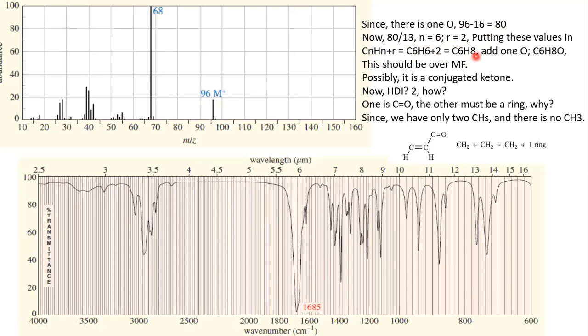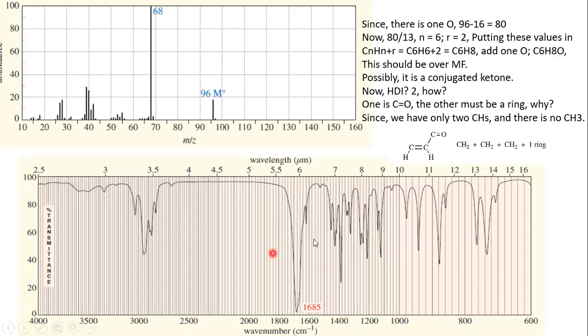So this is our base formula, including oxygen into it. So we have our molecular formula. This is the most probable molecular formula, C6H8O. So write these 6 and 8 as subscripts.